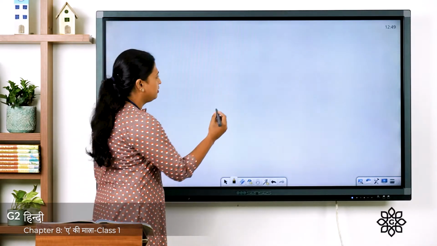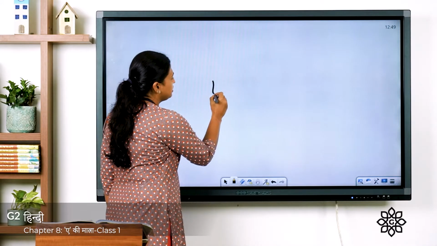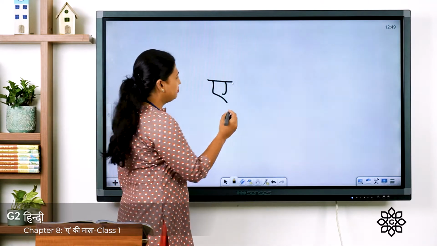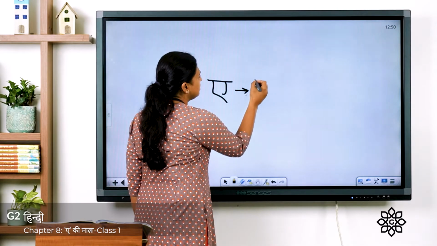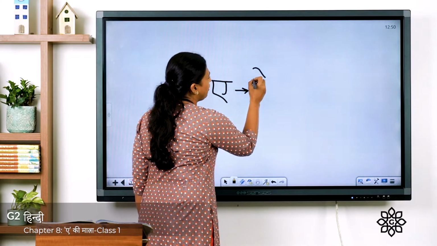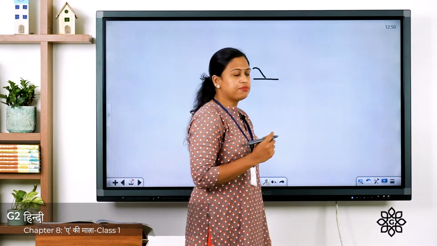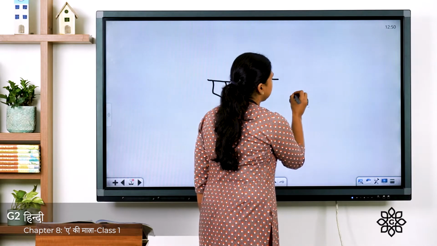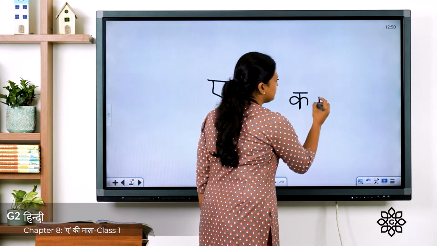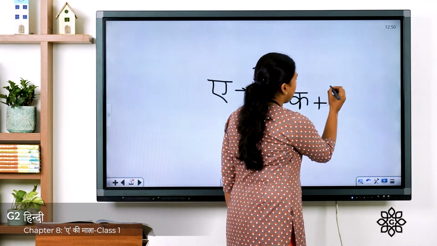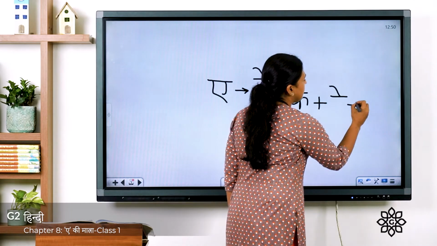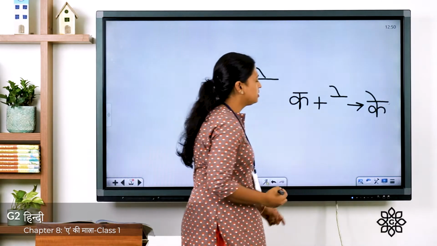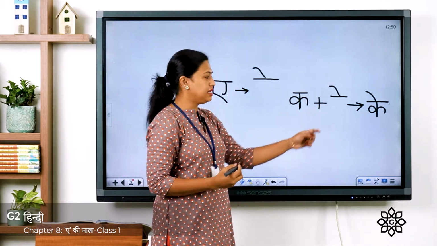Here you can see this is Vyanjan letter A and the symbol for A is a small string we write on the top. For example, when we add this A symbol to the Vyanjan letter Ka, so Ka is the Vyanjan letter and A symbol, then it has K sound, K. So this is the symbol for A Vyanjan letter.